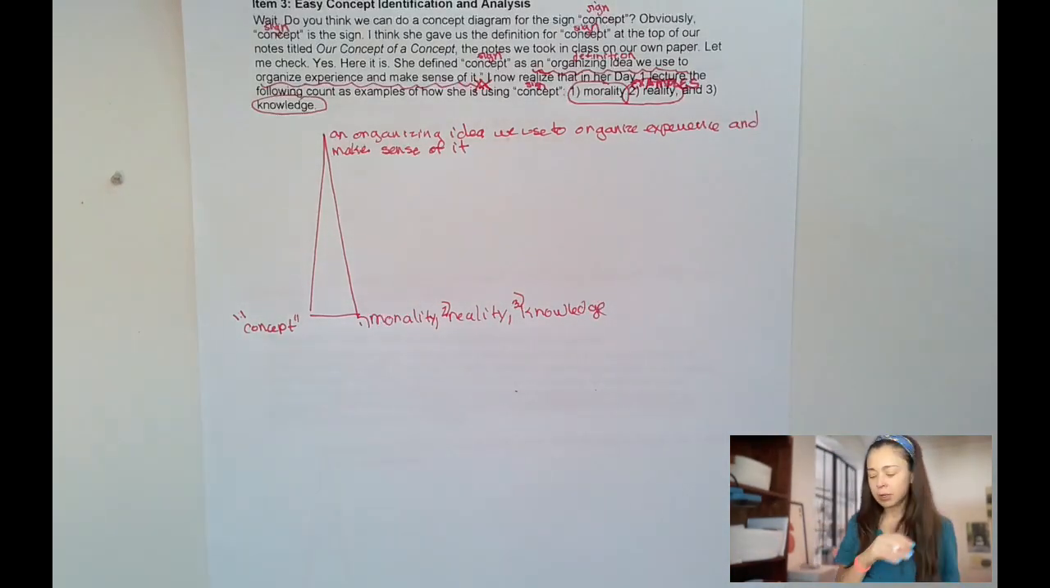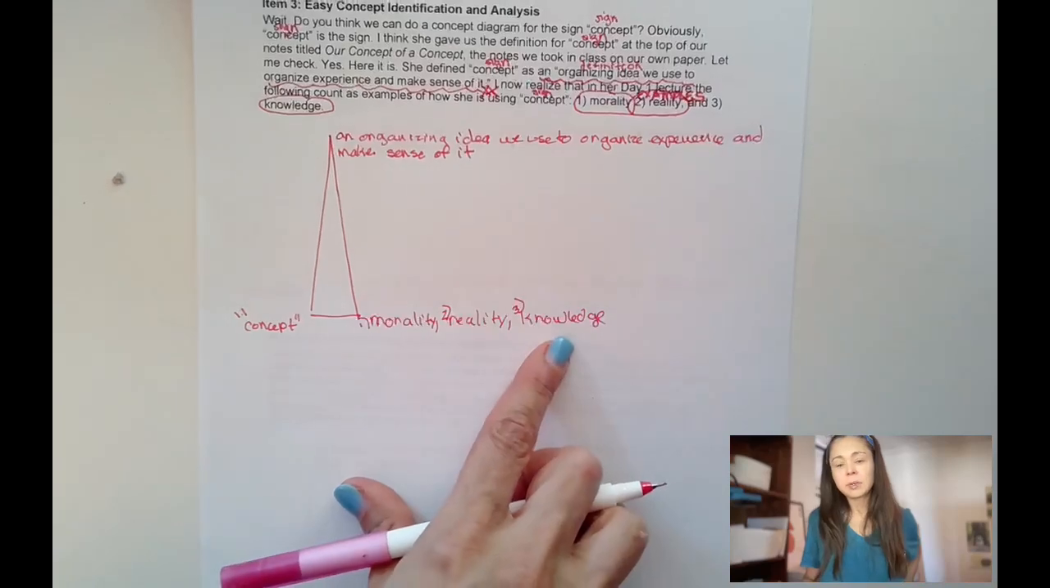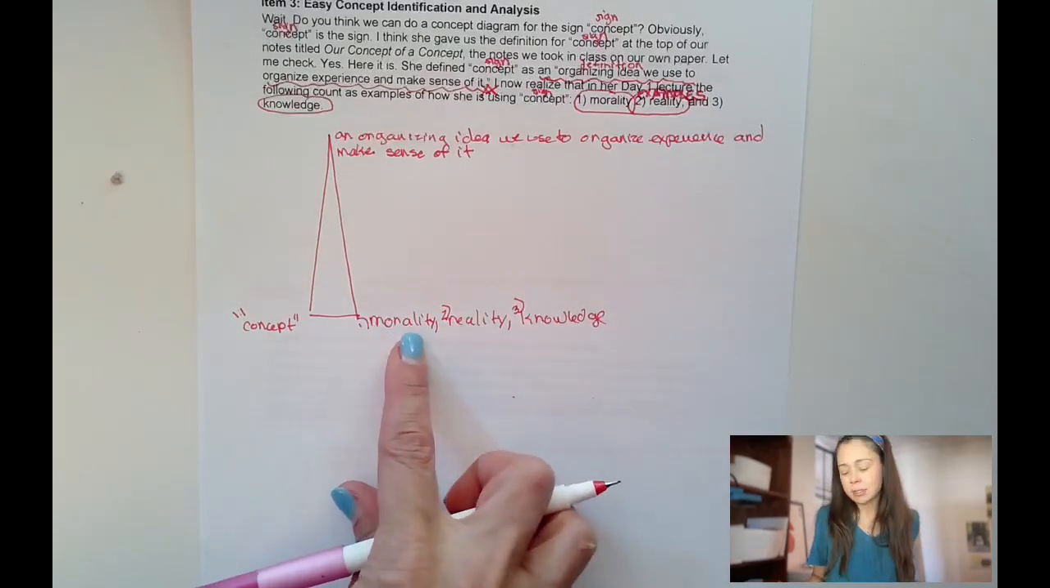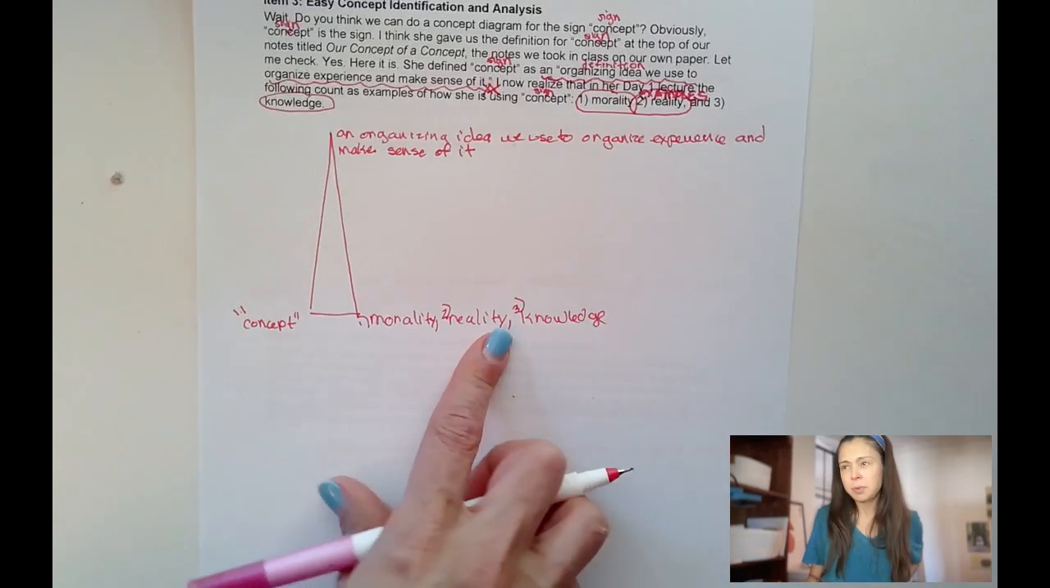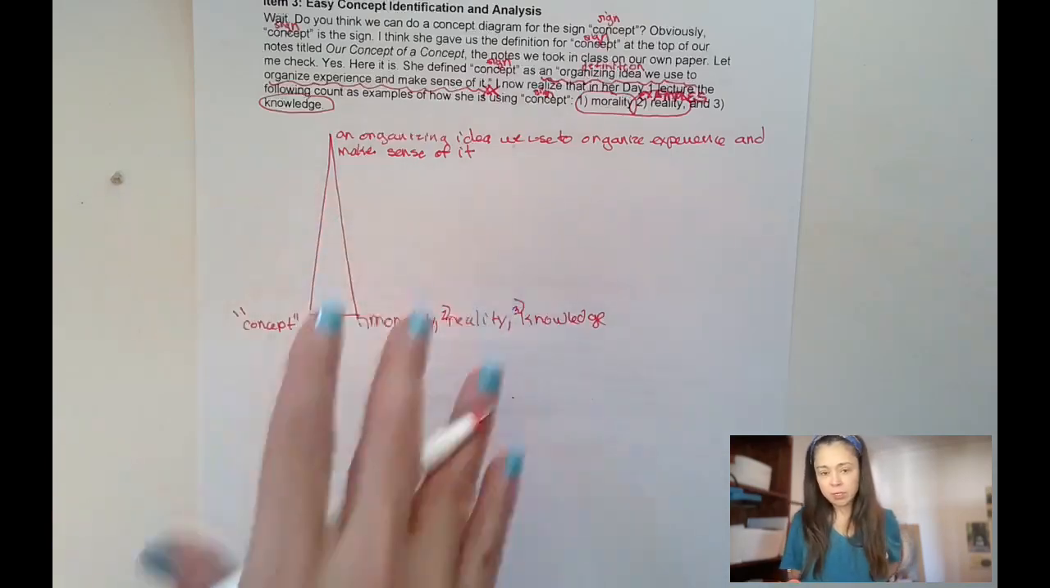So she said, so these are examples of concepts. Notice that it didn't say examples of signs. That's why these aren't in quotation marks, and that'd be too messy for how I'm teaching this.